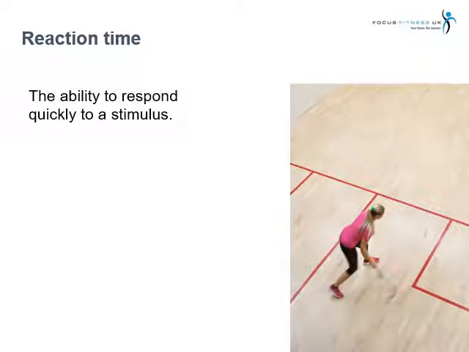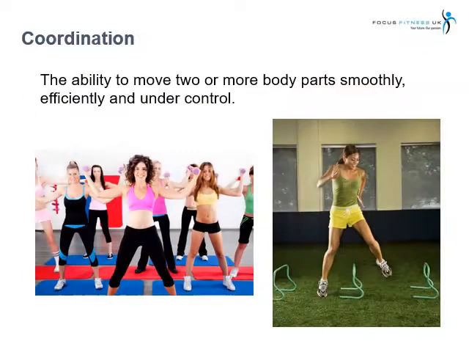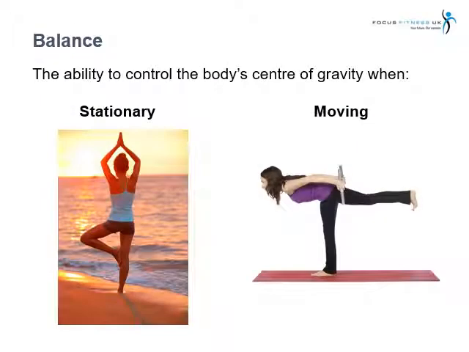Reaction time is the ability to respond to a stimulus, and remember, a lot of this is learnt, but you see what's going to happen ahead of time. Coordination is the ability to move two or more body parts smoothly, efficiently and under control. These are all just coordinating movements. Balance is the ability to control the body's centre of gravity. When you're stationary, see the centre of gravity is here, the person looks in balance, but also when they're moving. So if you're able to move and control your centre of gravity, it helps you play tennis, football, cycling, any of those things.